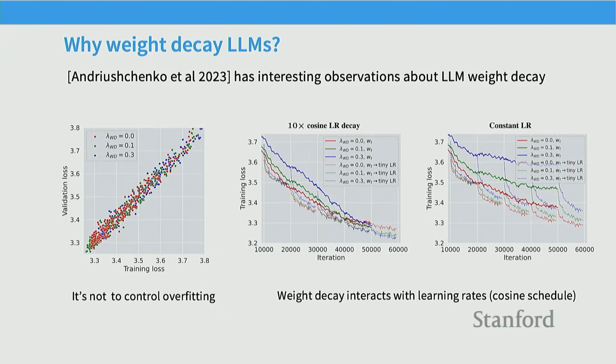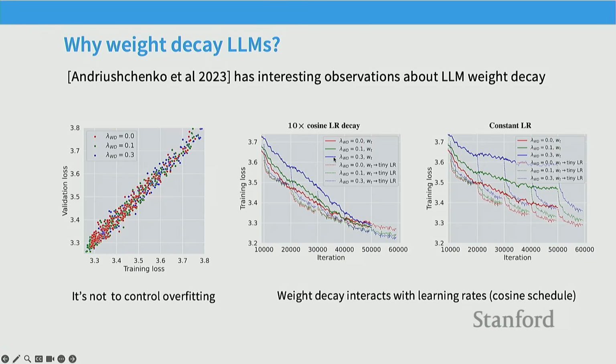So the reason is that it's not to control overfitting, in the sense that if you look at weight decay, different amounts of weight decay don't really seem to change the ratio of training loss to validation loss. You can train with different amounts of weight decay. If you train for long enough, where you control your hyperparameters appropriately, you'll end up with the same train-to-val loss gap. So overfitting, nothing's happening here, even with zero weight decay.